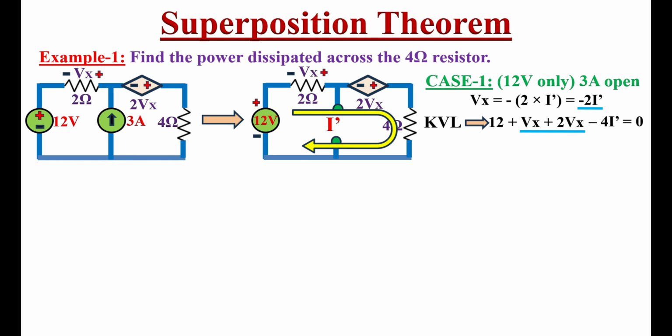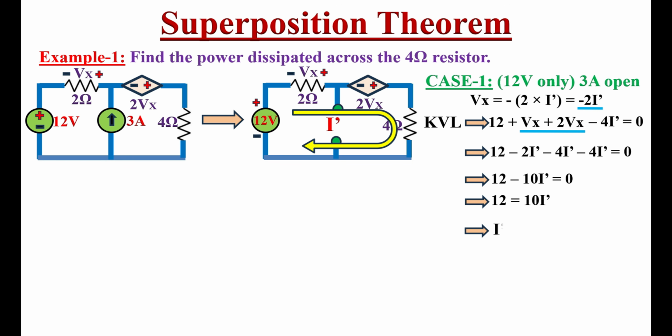Here we can substitute minus 2 I dash instead of Vx in this equation. So the new equation will be 12 minus 2 I dash minus 4 I dash minus 4 I dash equals 0. If we simplify this, then 12 minus 10 I dash equals 0. Now we find that 12 equals 10 I dash. Therefore I dash equals 12 by 10, that gives us I dash equals 1.2 amperes. So we find out that 1.2 amperes is flowing through the 4 ohm resistor for our first case.